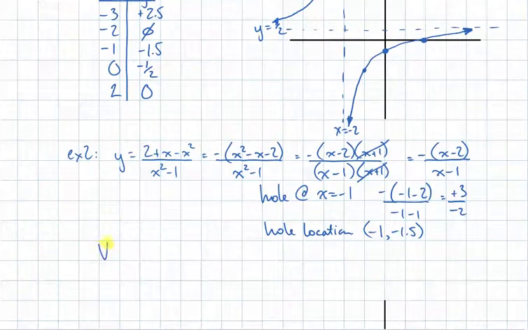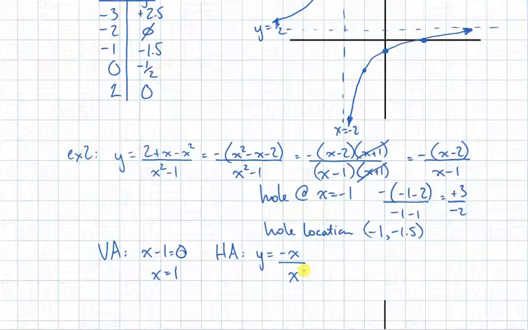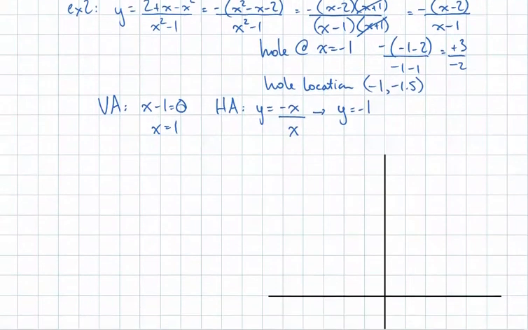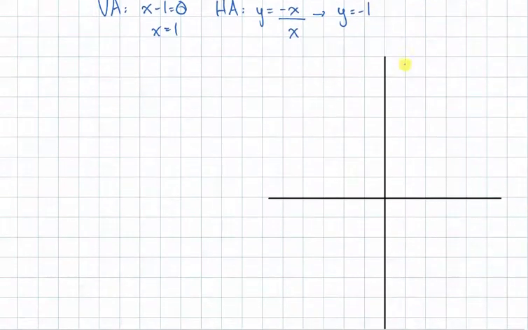Now, vertical asymptote, that's when I divide by 0, so x minus 1 equals 0 or x equals 1. Horizontal asymptote, I'm going to look at the largest degree term, which is negative x on the numerator and positive x on the denominator. So I get y equals negative 1 as my horizontal asymptote. Maybe I'll plot those right now. X equals 1, looks like that. Y equals negative 1, looks like that.